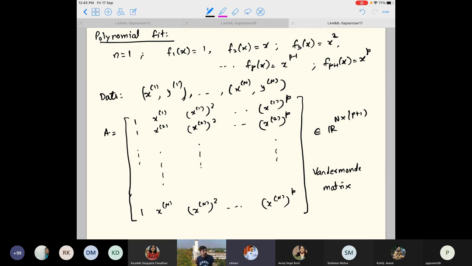So anybody who has taken a regression course, have you seen these things before? Have you seen this before? Vandermonde matrix in polynomial regression. Have you seen this?